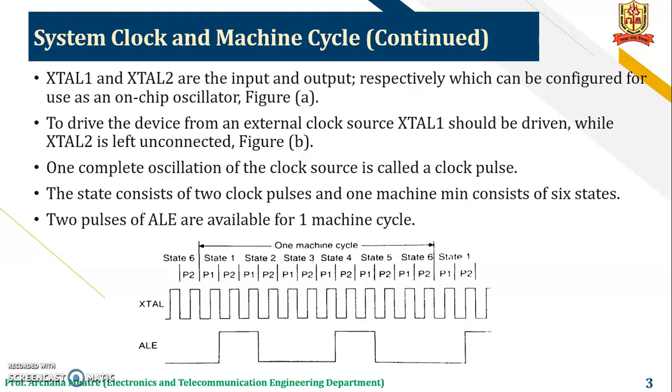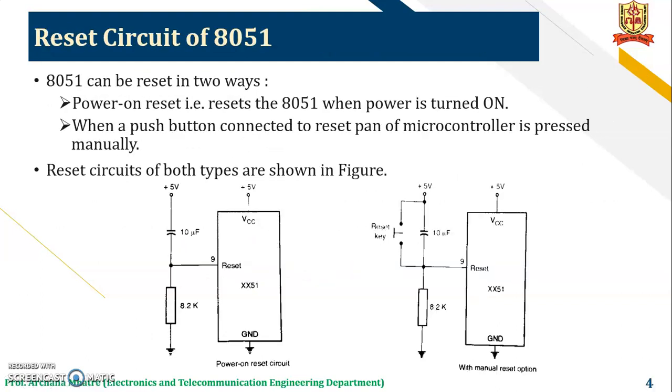The state consists of two clock pulses and one machine cycle minimum consists of 6 states. Two pulses of ALE are available for one machine cycle. Now here in this diagram you can see that one machine cycle consists of 6 states, from state 1 to state 6. Now next is the reset circuit of the 8051 microcontroller.